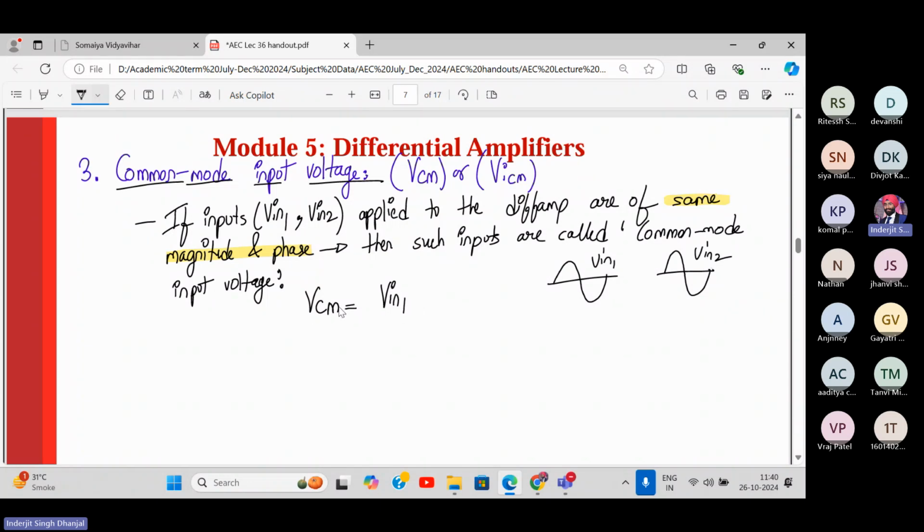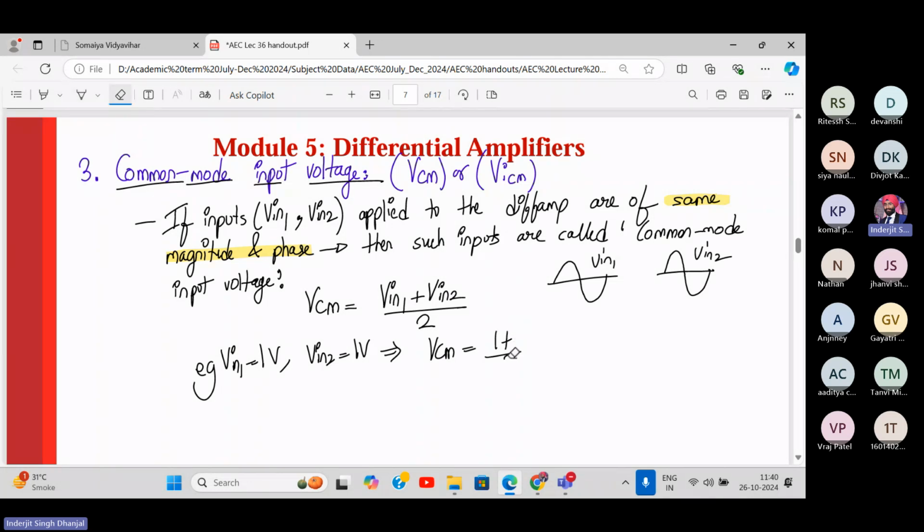Okay. So how do we calculate VCM? VCM is V in 1 plus V in 2 by 2. So let's consider if V in 1 is around 1 volt and V in 2 is around 1 volt, how much will be VCM? 1 plus 1 divided by 2. That will be 1 volt only. Understood this topic? Common mode input voltage VCM or VICM.